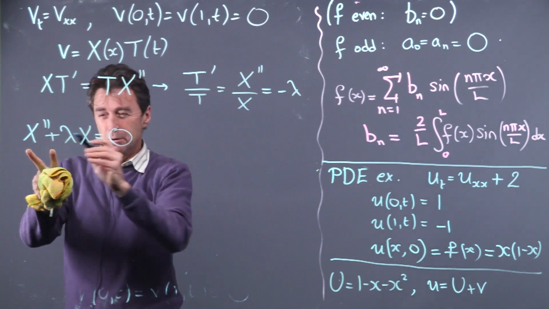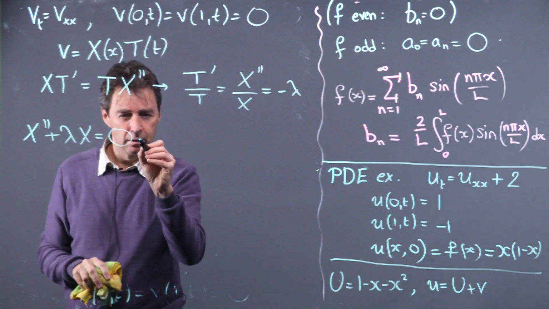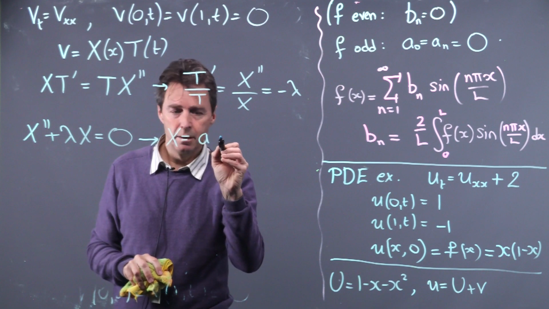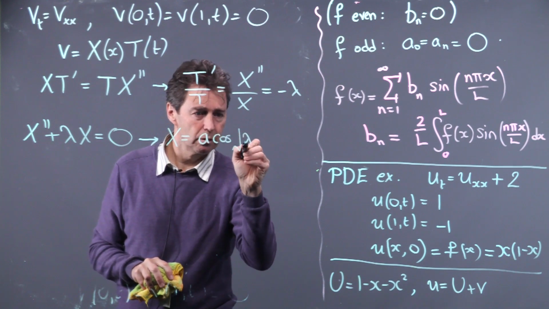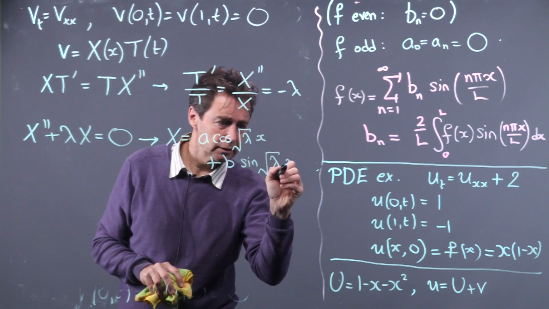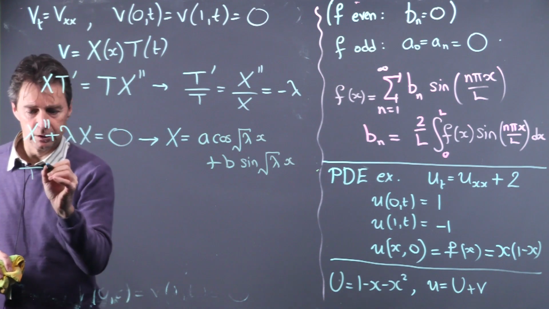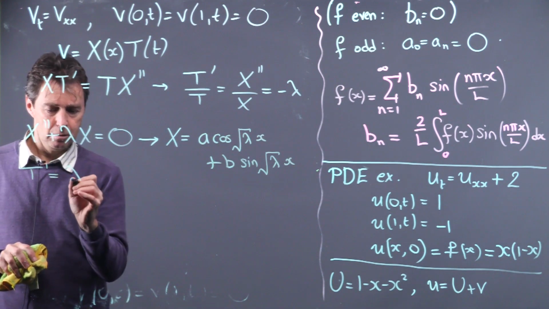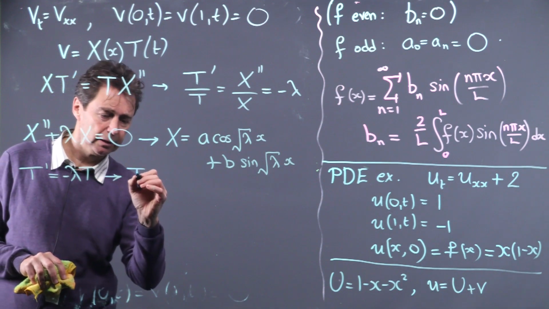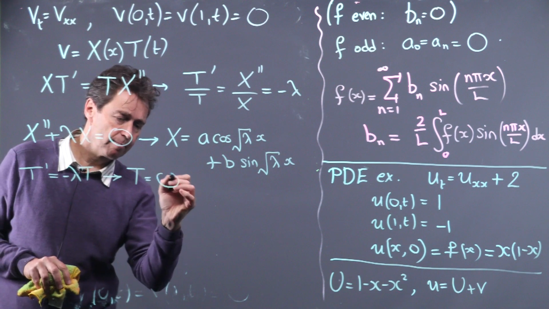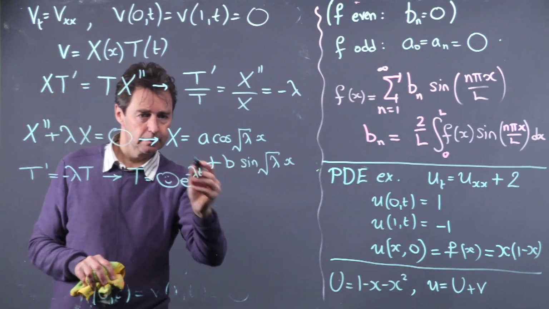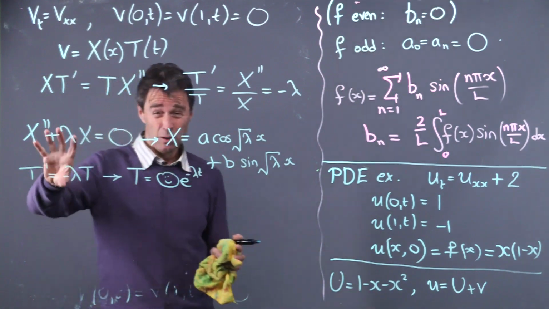Having set it to be minus lambda, I get this equation for big X, which I'm going to write the solution down as some constant a times the cosine of the square root of lambda x plus b sine of root lambda x. And just for completeness, that's the equation for big T. So I end up saying that T is something times e to the minus lambda t. Right, so I get sines and cosines in x and e to the minus lambda t with that choice there.